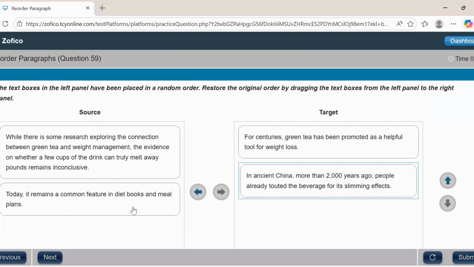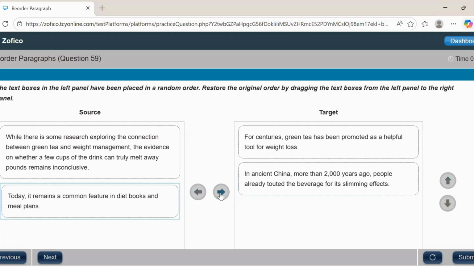Now they had talked about 2000 years. Now, what about today? Today, it remains a common feature in diet books and meal plans. While there is some research exploring the connection between green tea and weight management, the evidence on whether a few cups. Now, you see here, the evidence remains inconclusive. So the evidence remains inconclusive. It should be the last one. We can go for this one.